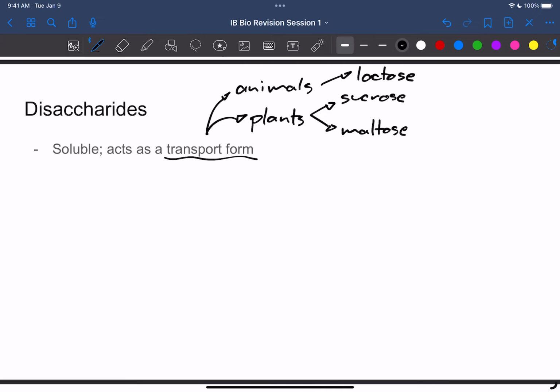And lactose is important in animals because in animals of the female sex, when they're having their offspring, its purpose is to transport carbohydrates into the offspring. So in milk, literally. Let's just draw these out. So let's start with lactose.